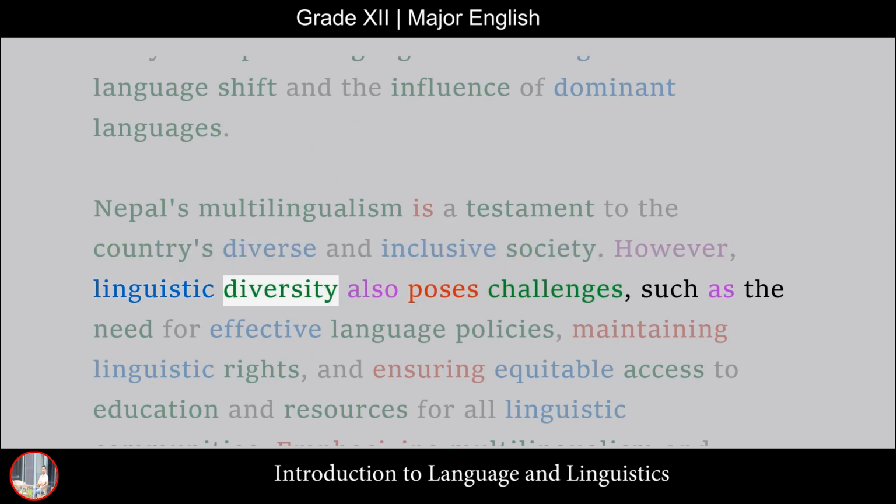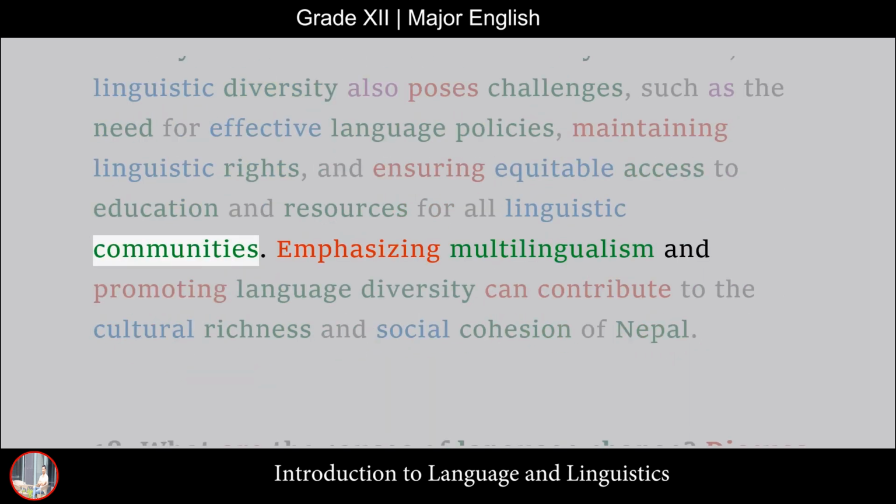However, linguistic diversity also poses challenges, such as the need for effective language policies, maintaining linguistic rights, and ensuring equitable access to education and resources for all linguistic communities. Emphasizing multilingualism and promoting language diversity can contribute to the cultural richness and social cohesion of Nepal.